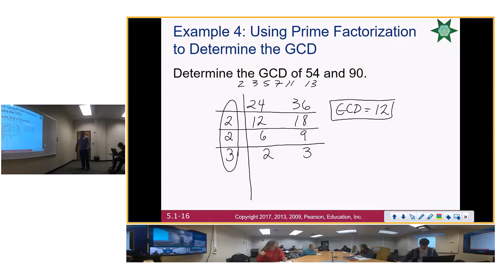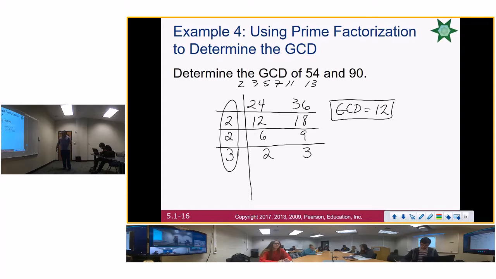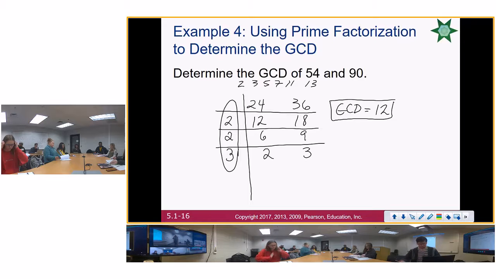Now, I have found that not a lot of people have a problem with this. But that's not where the problem comes in. The problem comes in with the least common multiple. So we're going to move to the next couple of examples and find the least common multiple. Everybody good with the greatest common divisor? Okay.